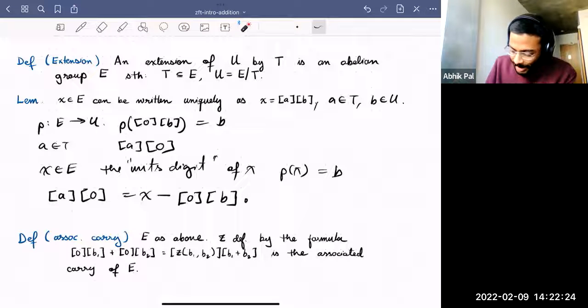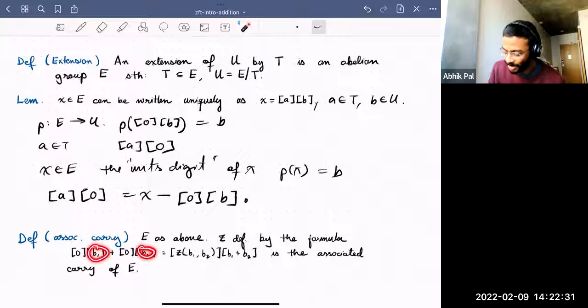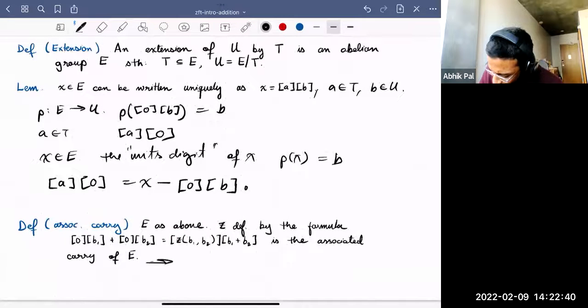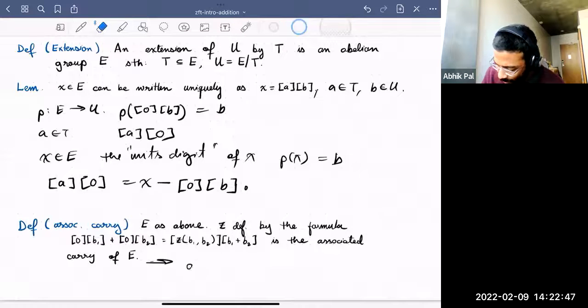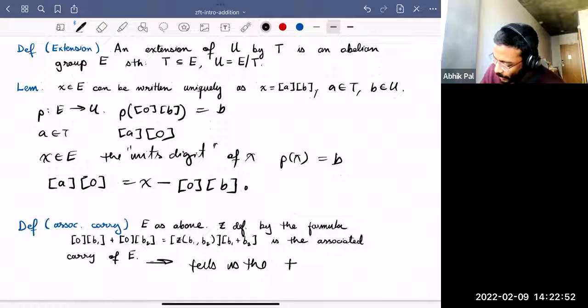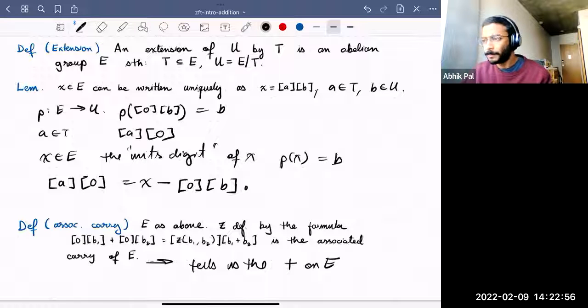Okay, and really, if we have such an extension, we get a carrying function for free, which is defined by this formula. I just add two things in the units place, and that gives me whatever carry I get, I define my carrying function that way. And somehow this completely tells us the addition operation on E. So this tells us about the addition operation on E.